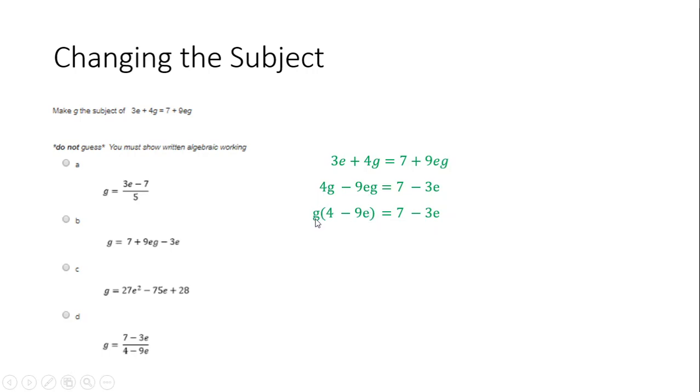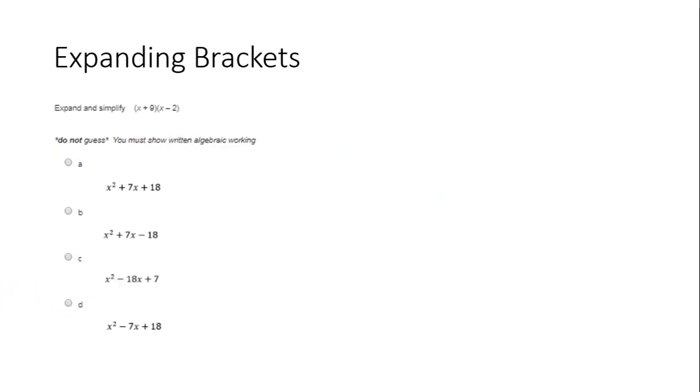I want the g on its own. I can easily get rid of this bracket. The bracket is multiplying with the g, so I'll take the bracket to the other side and I'll divide. So I get g is equal to what we had there first, the 7 minus 3e, divided by everything that was in the bracket that's come across is now divide. Okay, let's look for the answer over here. There I see it, 7 minus 3e over 4 minus 9e. And that makes me very happy as well.